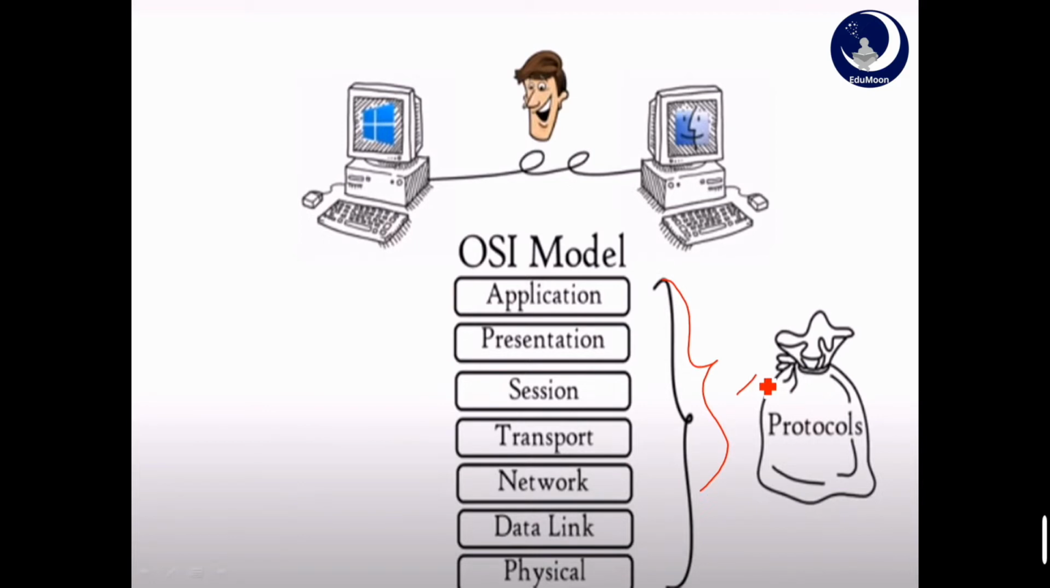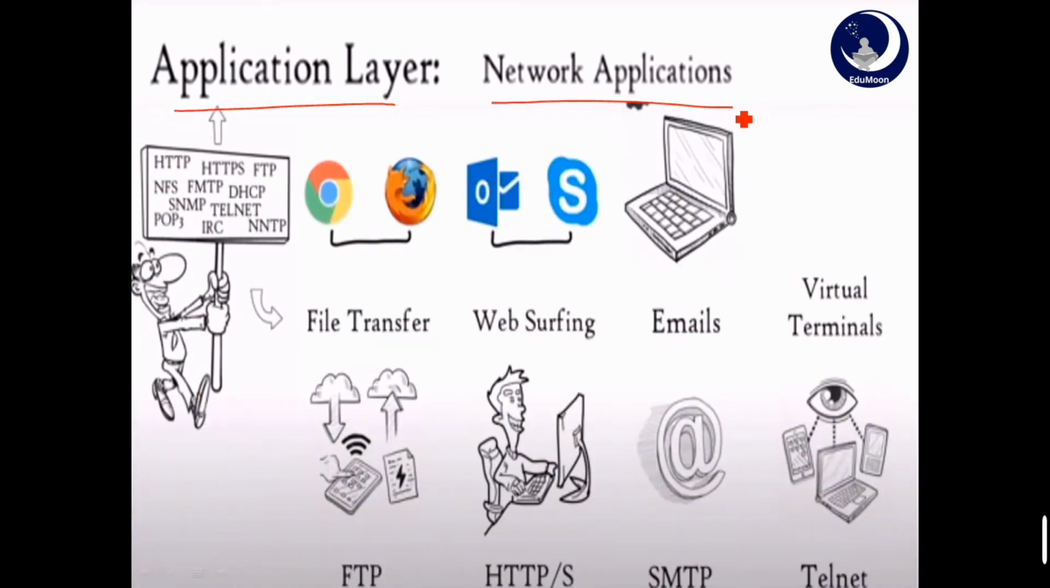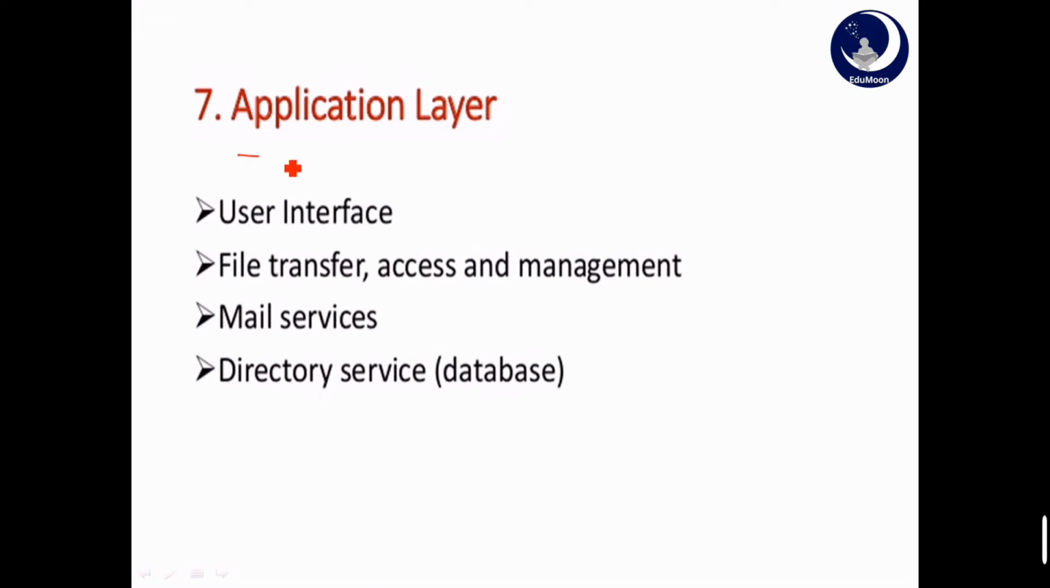First one is the application layer. It is used for network applications. For example, like Google, Firefox, Gmail, it uses protocols like HTTP, HTTPS, FTP and etc. These protocols from the application layer perform user activities. For example, file transfer is done using the FTP application, whereas web surfing is done using the HTTP protocol. These are the functions of the application layer which we have discussed.